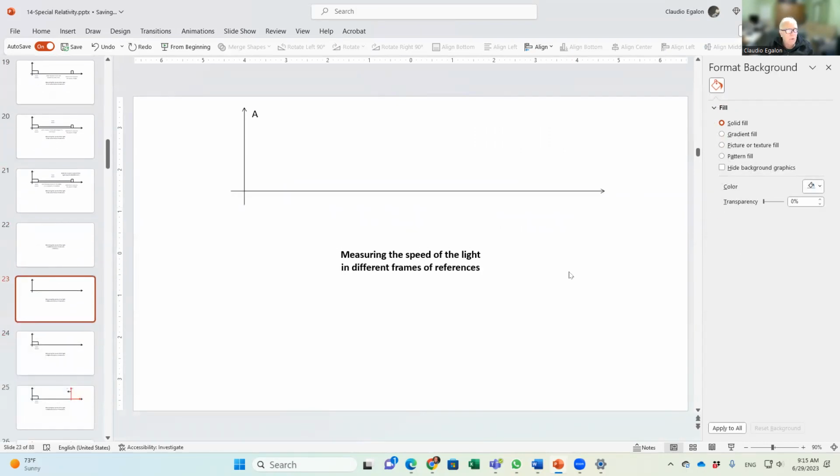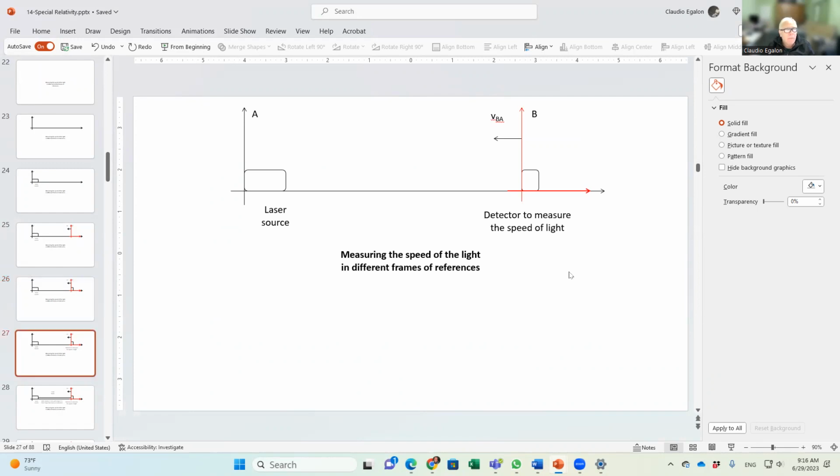And what we're going to do: referential A, laser source. Referential B, now referential B is moving towards referential A, with velocity of B with respect to A. And then we're going to attach our detector to referential B. Now the detector is moving towards the laser source. What do you think is going to be the speed of the light that this detector, this interferometer, is going to measure? Okay? Detector to measure the speed of light.